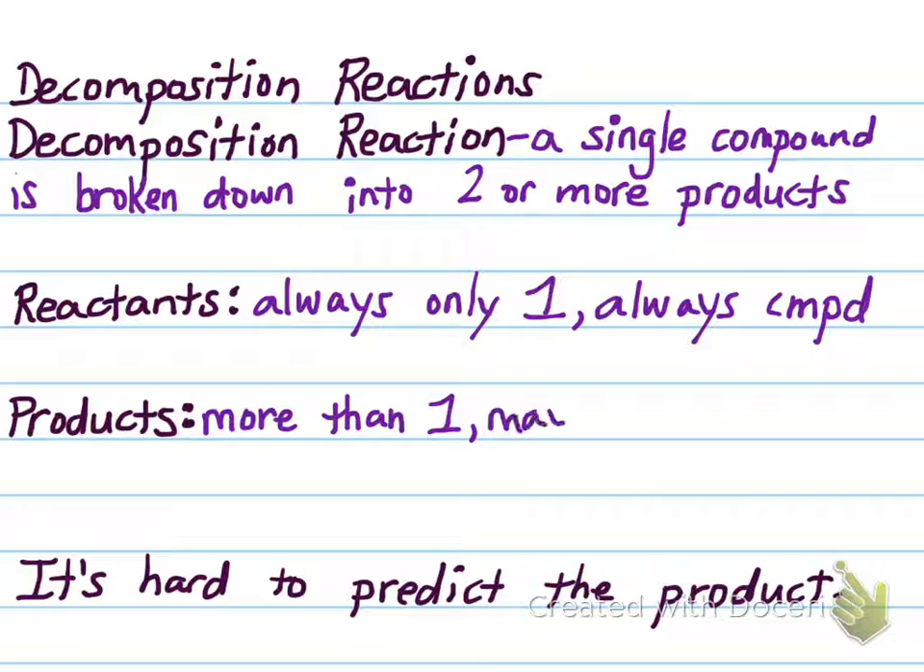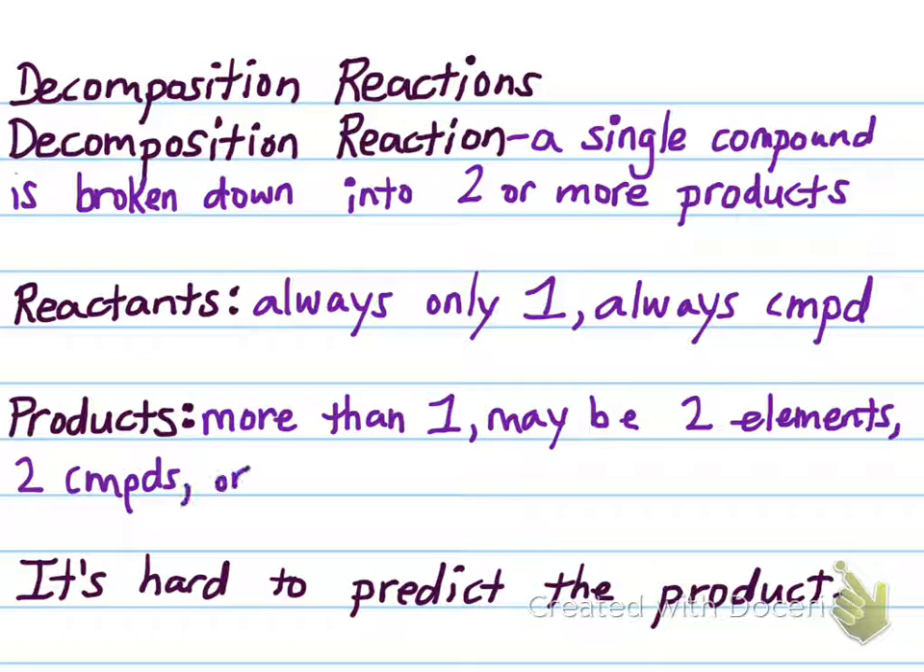It may be two elements. It may be two compounds. Or it could be one element and one compound. And because of all of that variety, again, generally for you, it's hard to predict the products. If you're asked to predict the products, likelihood is it's going to say that it's some sort of compound that decomposes into its elements.